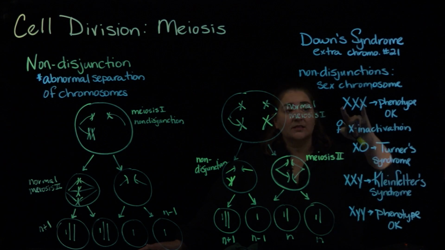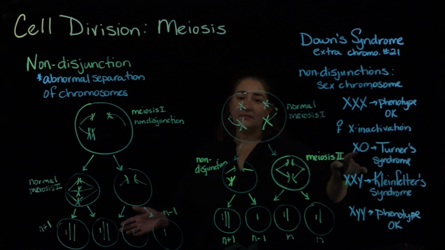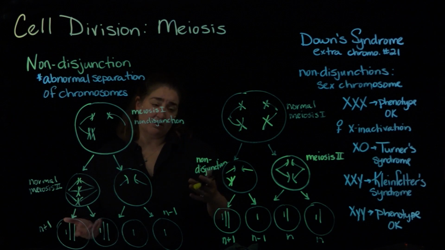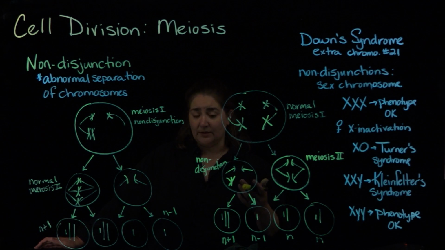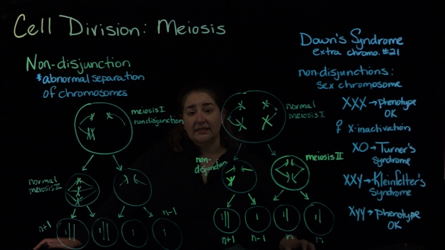So XYY tends to be okay, and XXX for females tends to be okay. The other two do result in some syndromes, and I've got an outline on those in the PowerPoints. That wraps up our meiosis, mitosis, cell division chapter. If you have any questions, please let me know.